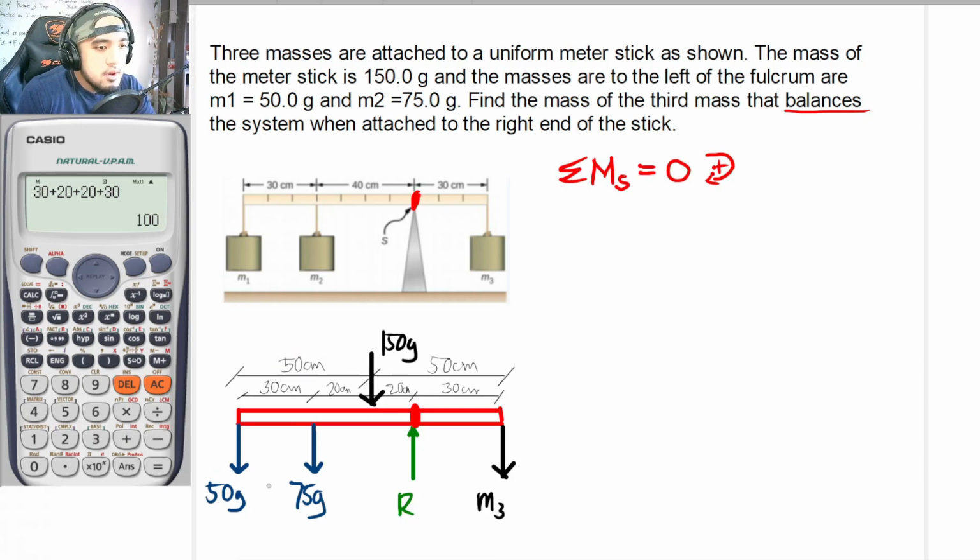Okay, anyway, as for this first force here, 50 grams times what is now to be the lever arm. By the way, guys, moment is equal to force times lever arm. And for our lever arm here, it should be the distance from this point up until the end. So with that, as in here, 40 plus 30. So this is basically 70 centimeters.